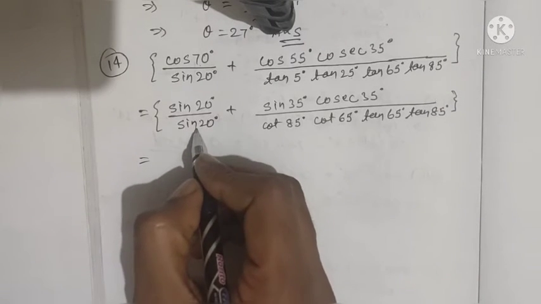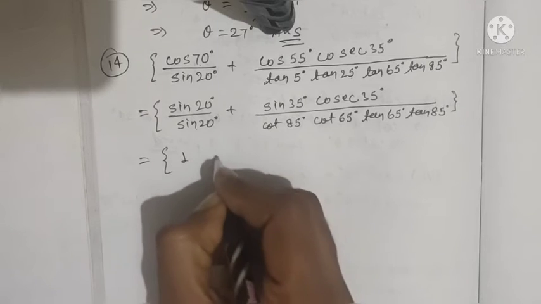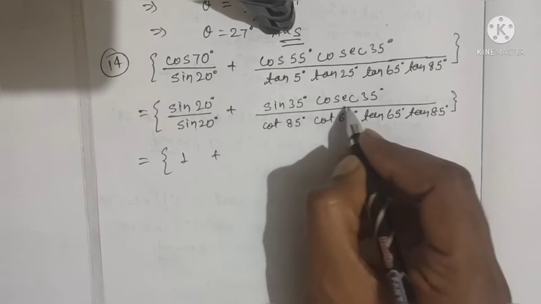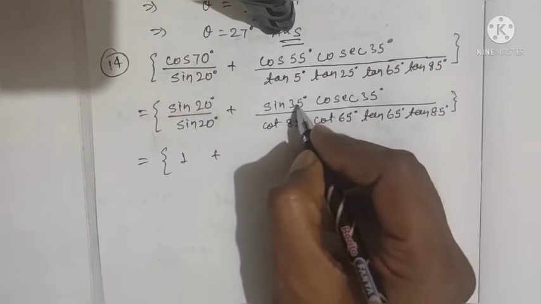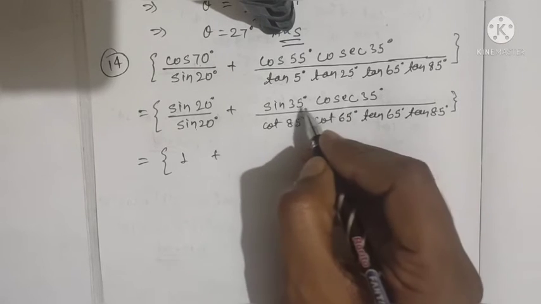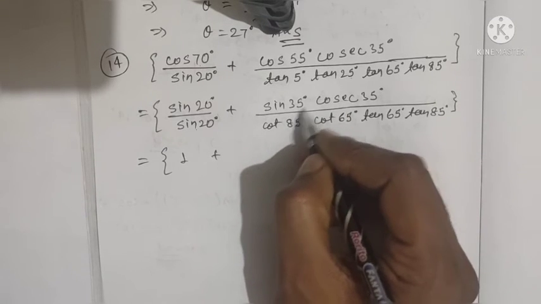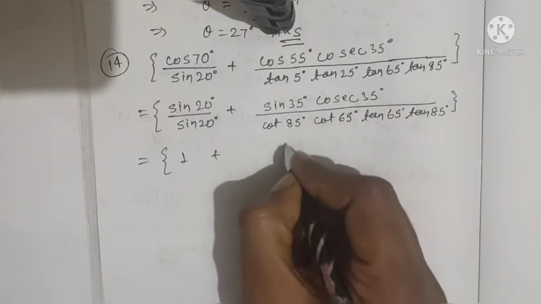Now sin 20 by sin 20 becomes 1 plus sin 35 and cosec 35. Since sin 35 is the inverse of cosec 35, it will be 1 by cosec 35, and cosec 35 cancels each other, then it will be 1.